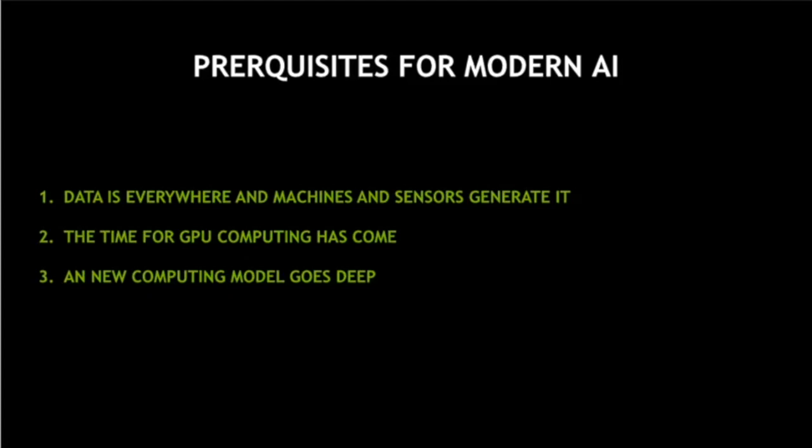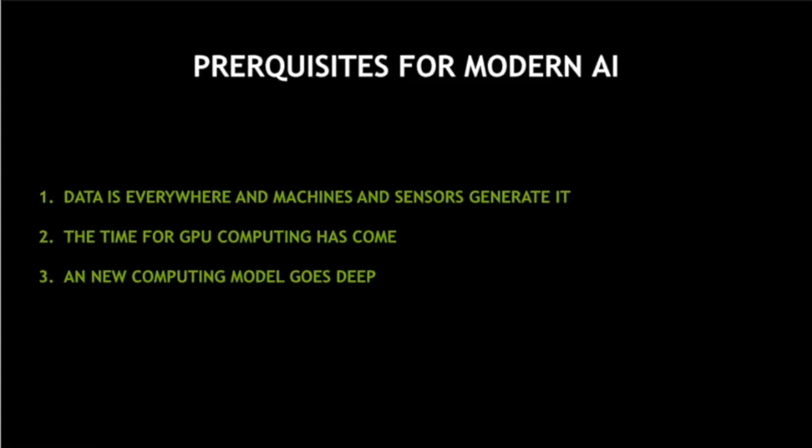The first one was that a lot of data was required to be everywhere. This was the first prerequisite. And of course, you can imagine, because of the internet, we now have data everywhere. But even more, if you look at machines and sensors nowadays for IoT, they generate more and more data. Also interesting is that we have a lot of unstructured data, which was very difficult to process before, but nowadays it is much easier.